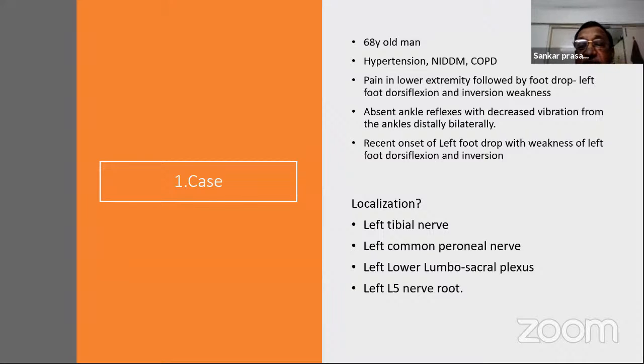So a 68-year-old man, a hypertension case with NIDDM and chronic obstructive lung disease, has pain in the lower extremity followed by foot drop. Left foot dorsiflexion and inversion weakness is there. Absent ankle reflexes with decreased vibration from the ankles distally bilaterally. The recent onset of left foot drop with weakness of left foot dorsiflexion and inversion. So what is the localization here? Left tibial nerve, common peroneal nerve, left lower lumbosacral plexus, left L5 nerve root.